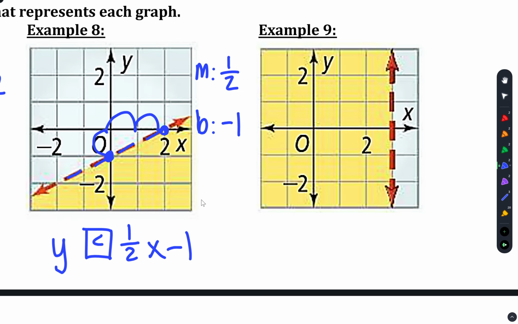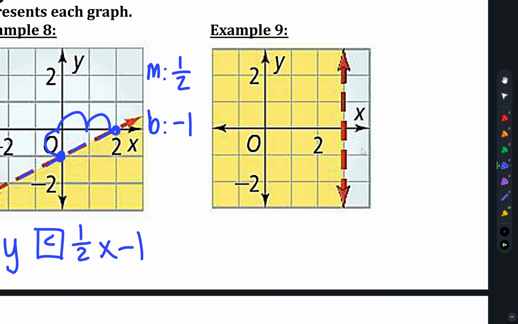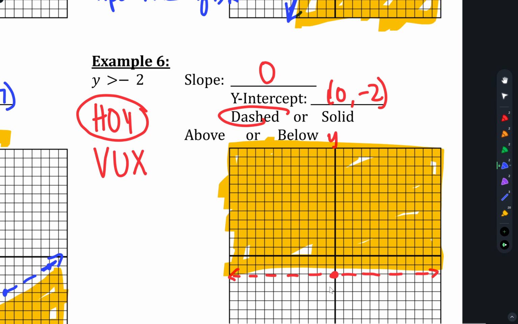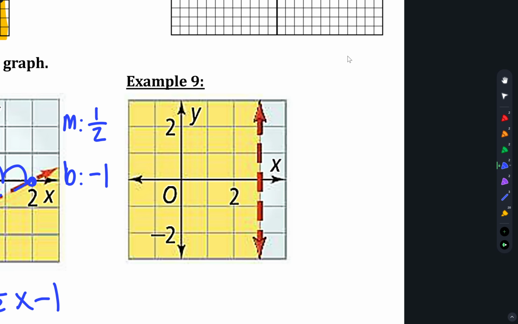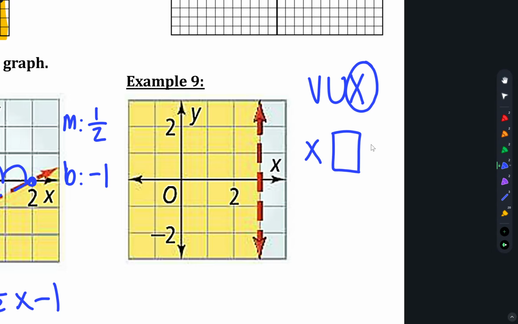Okay. The last one is weird, and I need us to pay attention to this one really hard, okay? What kind of equation is this? It's not y equals mx plus b. What does this equation look like? It's x equals, because, think about my acronyms. I just talked about them up here, didn't I? This is a vertical line, so I'm thinking of VUX. That x tells me this is going to be x equals some number. What number, first of all? x equals 3. Is this going to be a solid or a dashed line? This is a dashed line, so is it going to have an equal sign or no equal sign?